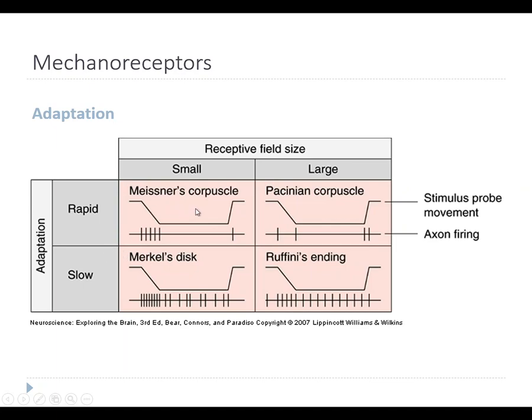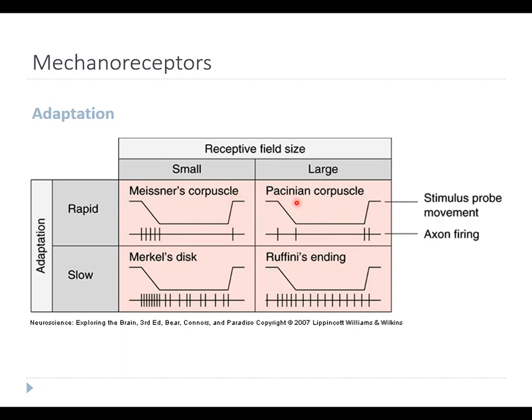So a Meissner's corpuscle, for example, is something that has rapid adaptation, and you can see that here. When the stimulus is put against the skin, the axon that's attached to this corpuscle responds when the pressure is first applied. So this part of the graph is when the probe is first touching the skin, and during that time the axon is firing. But once the pressure remains constant, once you get to this phase where there's still pressure but it's not changing, that cell goes quiet, and then it actually starts responding again when you take the pressure away.